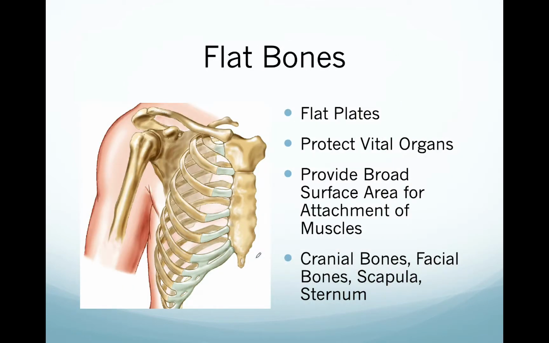Flat bones are going to be what protect your vital organs. Things like your sternum is a flat bone. You have scapula, which is back here, your blades, which are flat bones. And then you have facial bones, which are also flat bones.